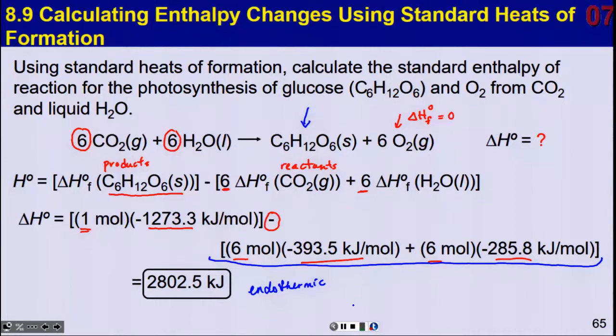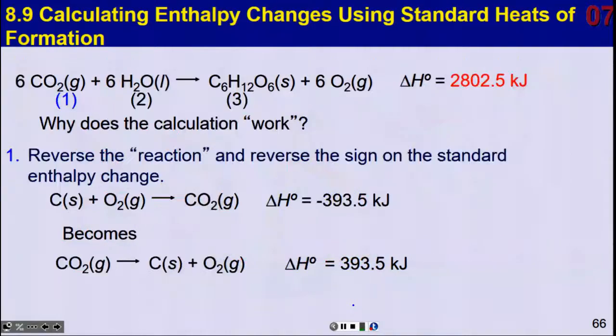Okay, let's do another example. The more the better. But let's also talk our way through this one. I apologize, I was going to back up and do that. So how do we make sense of Hess's law being used with these standard heats of formation, and why does this method actually work?